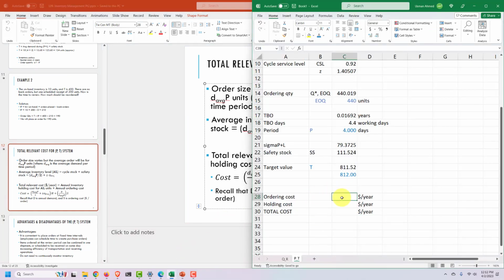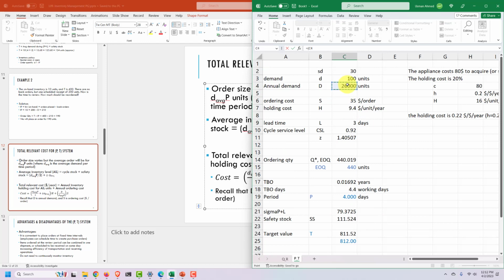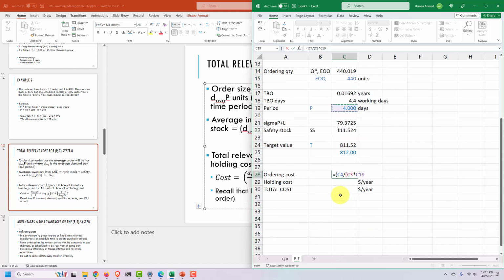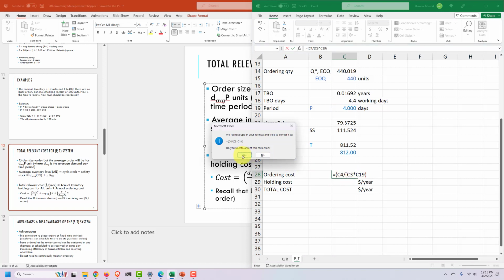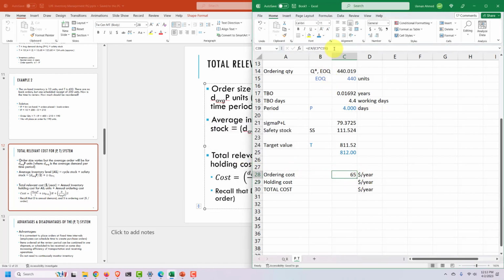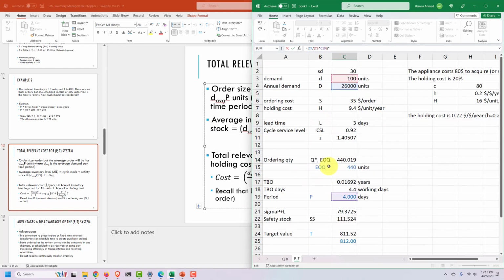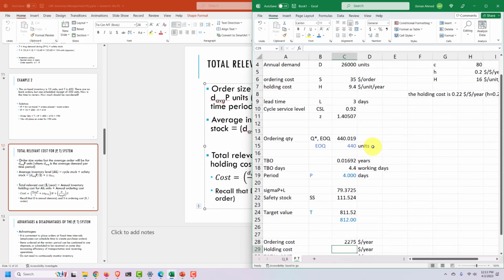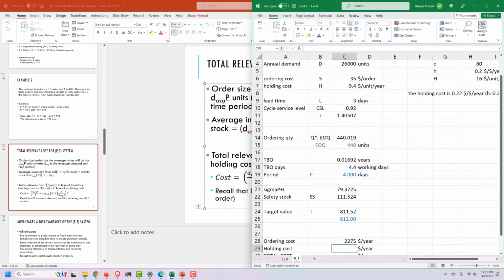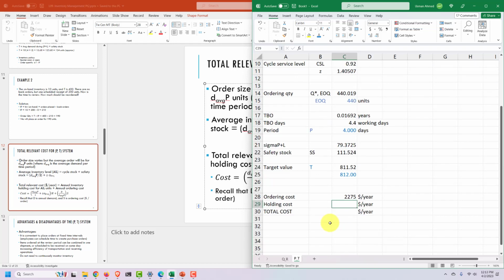Okay, so let's do ordering cost first. That's going to be capital D divided by, I'm going to use brackets because I have two things here, small d multiplied by P. The whole thing is dividing the capital D. That's number of orders per year. So we have 65 orders per year. You multiply the whole thing by S, not S as safety stock, but this S, the cost per order, and you get ordering cost to be 2275.